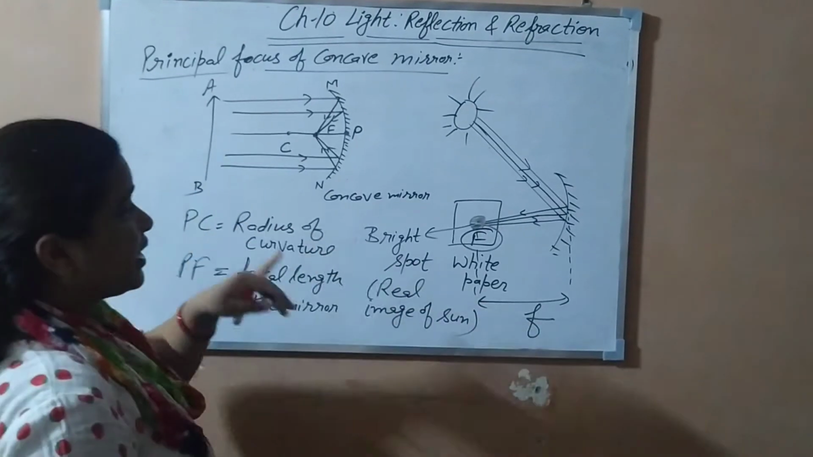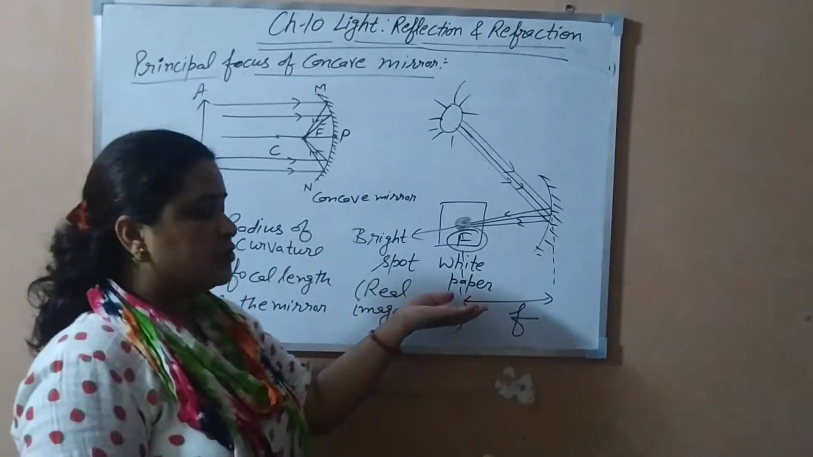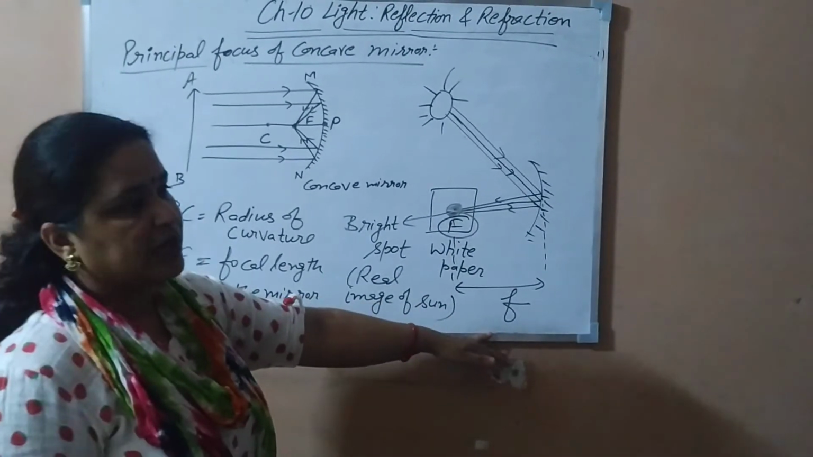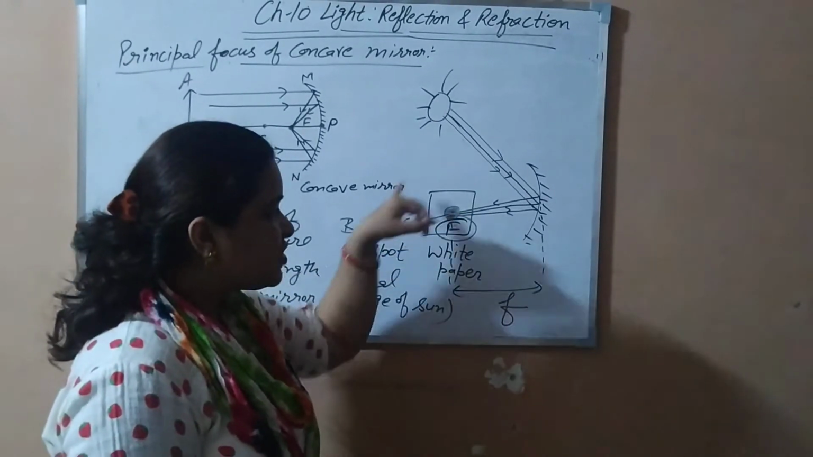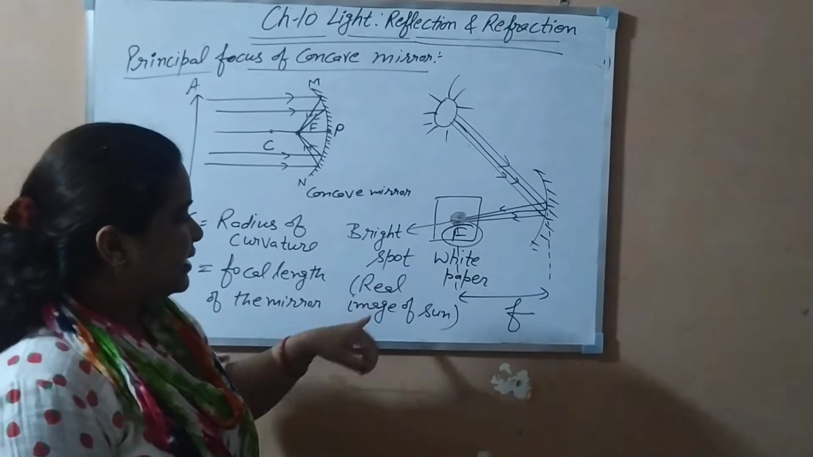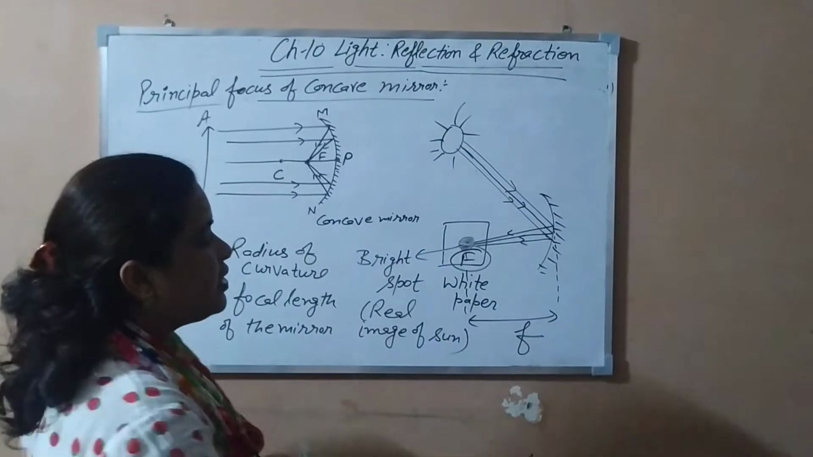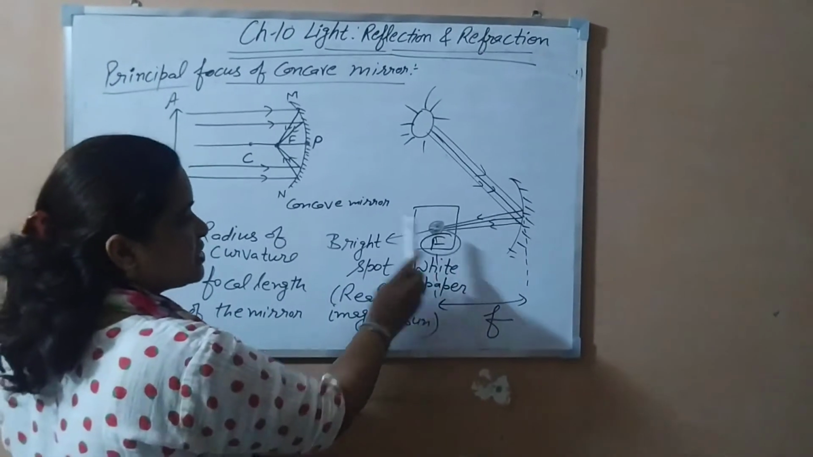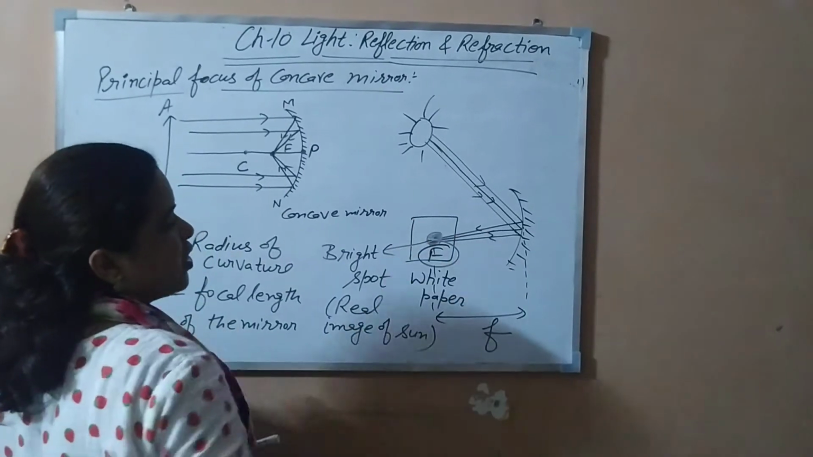So in this way it is given in your book also, and practically also we can try to do this activity, how we can find out the approximate focal length of the concave mirror. As you have seen, the image is formed on the paper, so it is a real image, because the image which can be obtained on a screen is known as a real image. The white paper acts as a screen. And whose real image is this? This image is of the sun.